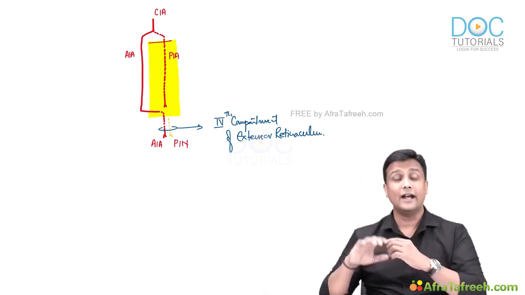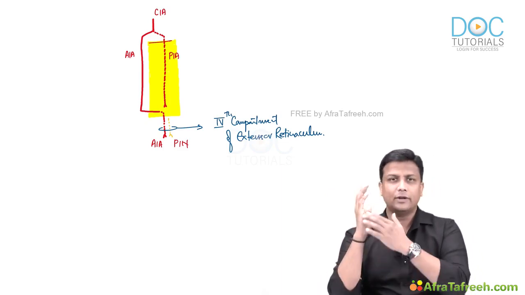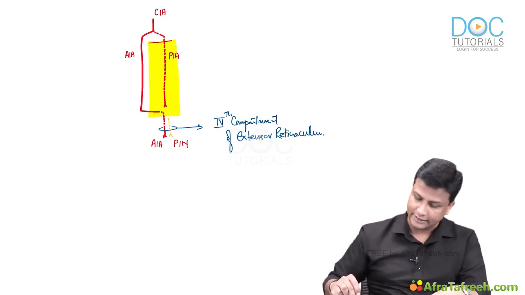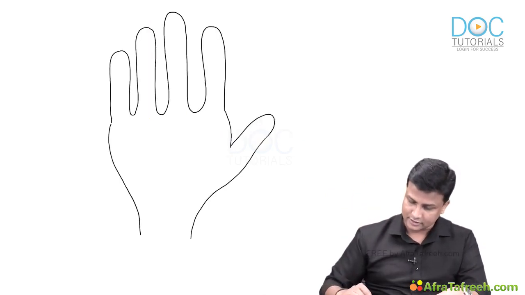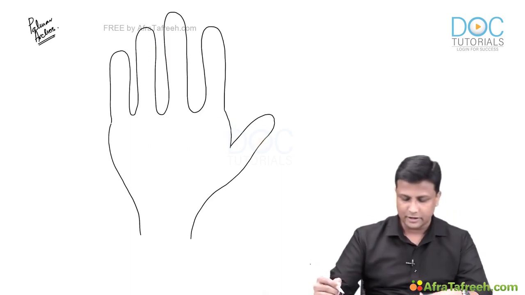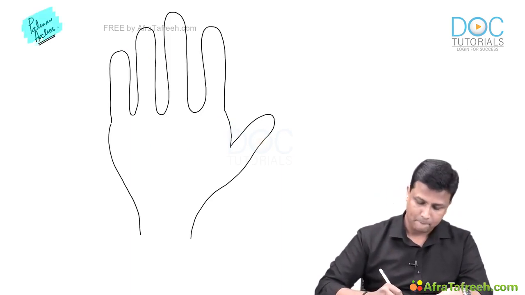It will enter inside, and it is the one which is going to form your deep palmar arch. So superficial palmar arch will be formed by ulnar artery, whereas a deep palmar arch will be actually formed by the radial artery. So let us discuss about the palmar arches now. There will be 2 of them. One is the superficial palmar arch, and another one will be the deep palmar arch, guys.